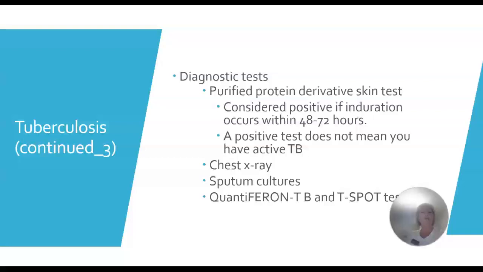If you have a 15 millimeter induration, which is a good size, and you have no risk factors, that would be a positive test. If you don't get any induration at all, on both the 1-step and 2-step, then that's going to be a negative test. So just make sure you understand the difference between the indurations and when it has to be read. Just because you have a positive PPD doesn't necessarily mean that you have TB. So make sure you know those things.